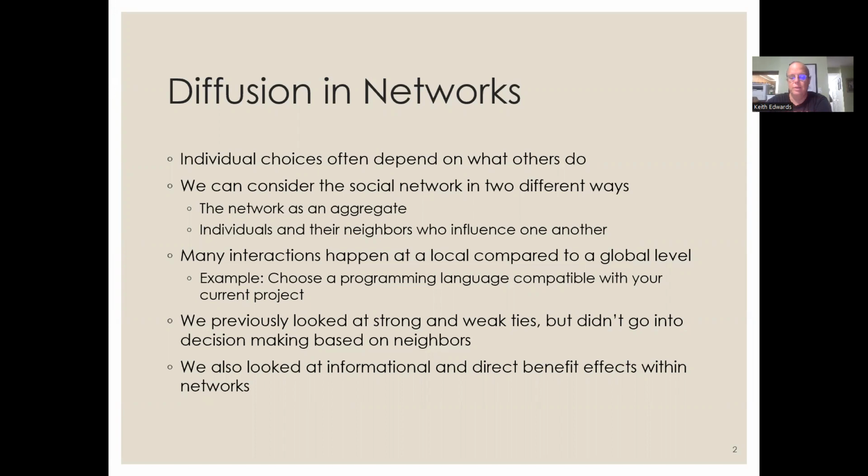We also in the past looked at strong and weak ties, but we didn't go into decision making based on these neighbors. We just noted that there were strong ties and weak ties between people in positive and negative relationships. We also looked at informational and direct benefit effects. What we're going to do is connect these approaches by exploring some of the decision-making principles that can be used to model individual decision-making in a social network that lead people to align their behaviors with those of their network neighbors.